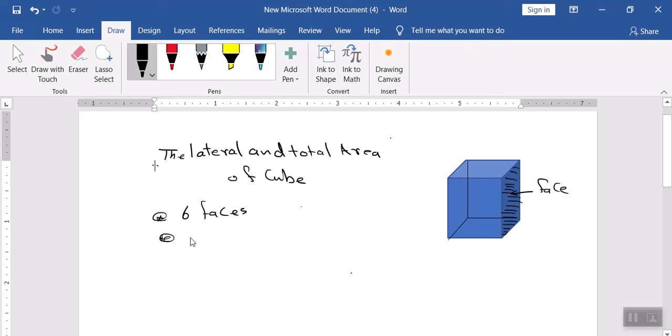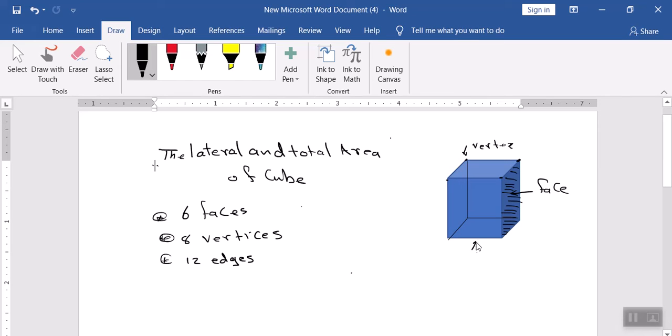Also it has 8 vertices. These points or these corners are called vertices. Vertex. Okay. Also it has 12 edges.